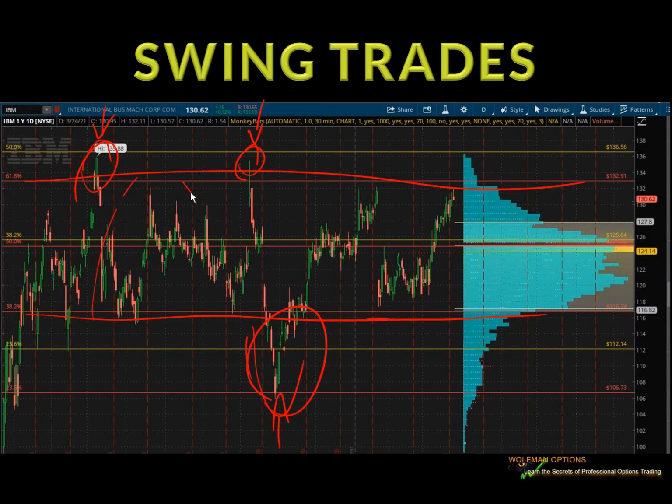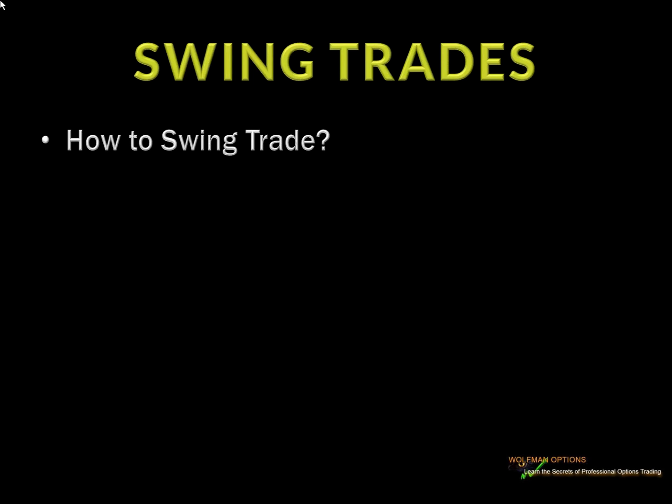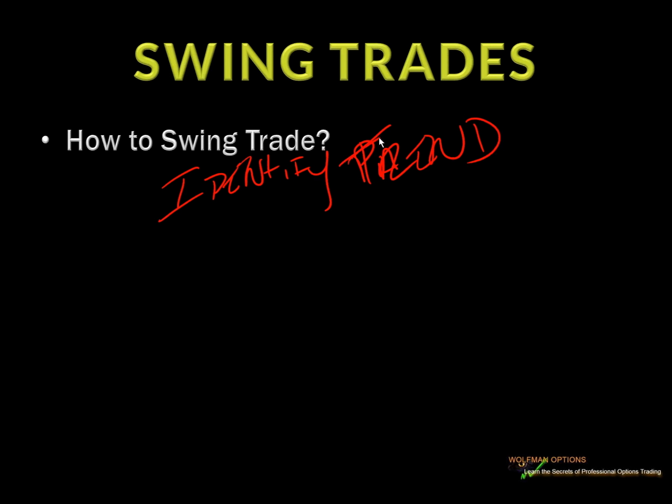So we can see that this underlying has a tendency to stay within a certain range there. So we want to try and find those patterns. Then we're going to start looking for option strategies. But first off, how do we swing trade? We identify the pattern, right? Identify the pattern, or identify the trend. This is basically identify the trend. We're trying to identify the trend.